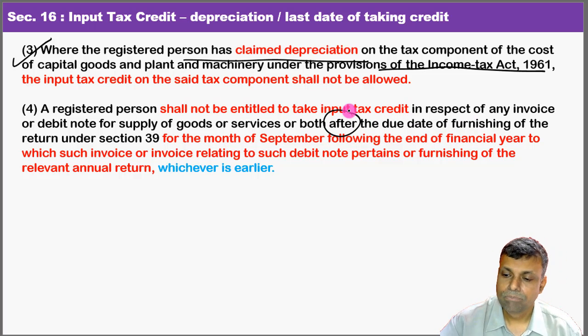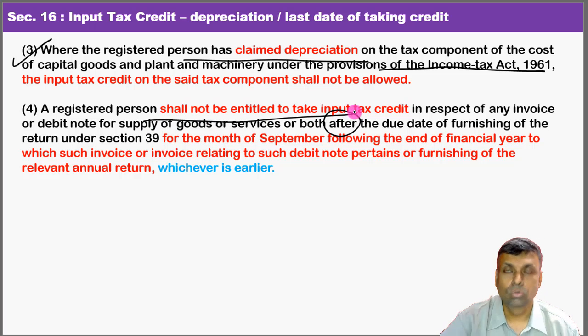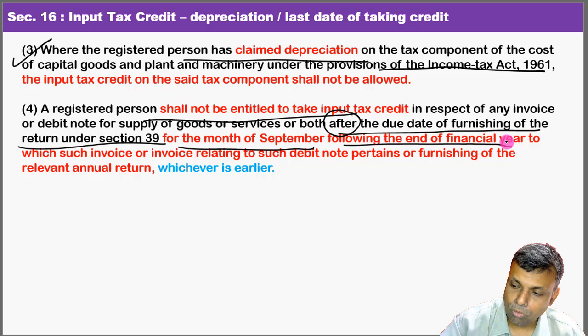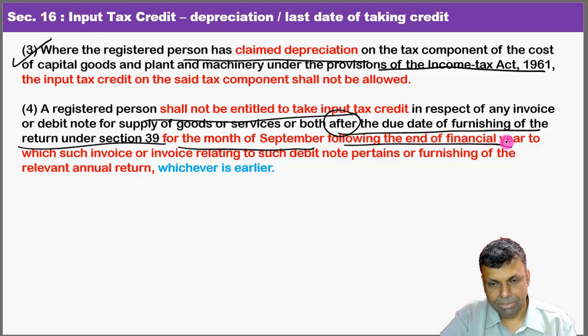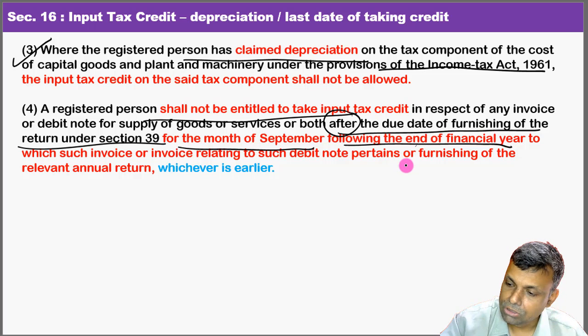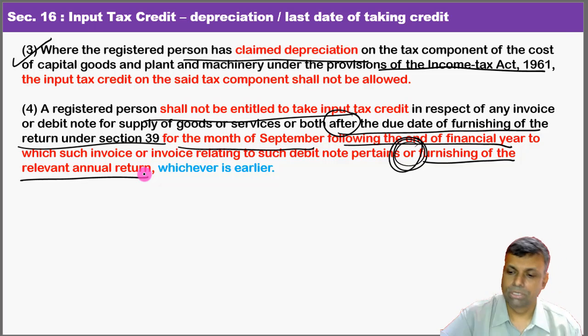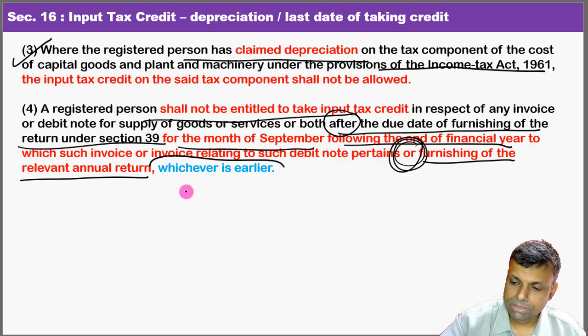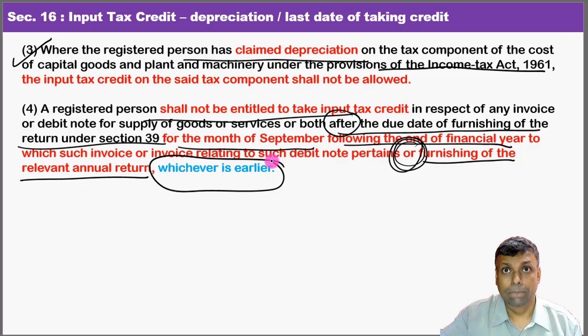Now, if I am claiming this input tax credit, I shall not be entitled to claim the input tax credit after the due date of furnishing of the return under section 39 for the month of September following the end of the financial year. That means my financial year will end in the month of March. After the March, the September will come. That September month, whatever is my due date for the purpose of filing of the GST return, that particular due date is one of my cutoff overall macro time limits in this particular situation. Okay, that is one time limit. Okay, the other pertains to furnishing of the relevant annual return. So my September month return due date or my annual return furnishing due date, whichever is earlier, this is my overall macro time limit. I repeat, overall macro time limit to claim the input tax credit.